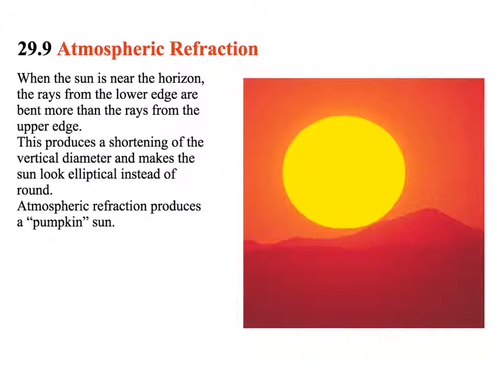When the sun is near the horizon, the rays from the lower edge bend more than the rays from the upper edge. This produces a shortening of the vertical diameter and makes the sun look elliptical instead of round. Atmospheric refraction produces the pumpkin sun.